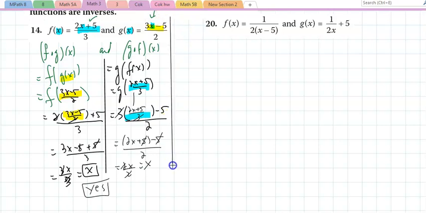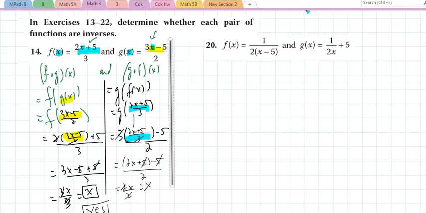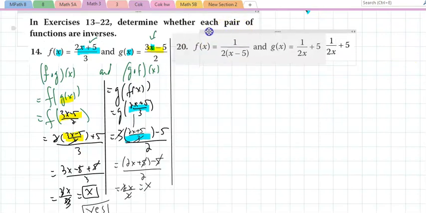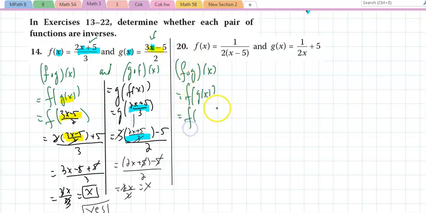An alternative is for you to take one of those, switch x with y, and find the inverse. I'll accept that. That's fine. So it says determine whether those are inverses. How about problem number 20? Well, if I take f composite g of x, that is f of g of x. G of x is actually all of this. Now I'm going to go to the x and I'm going to put that right there.